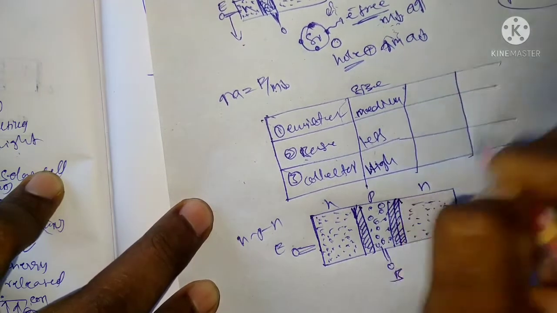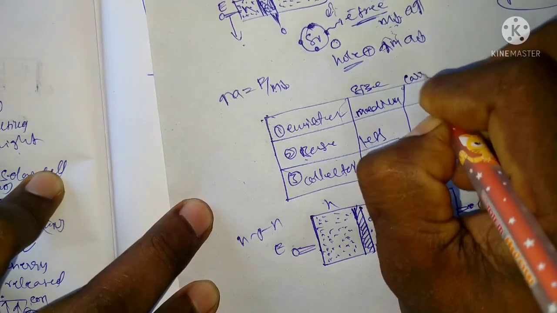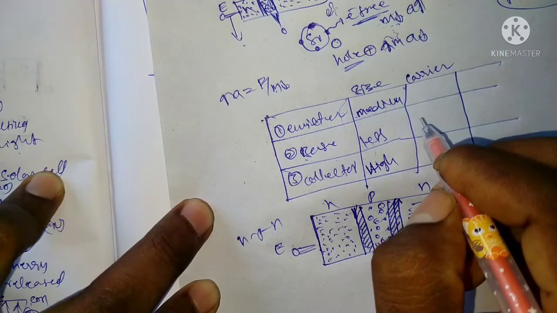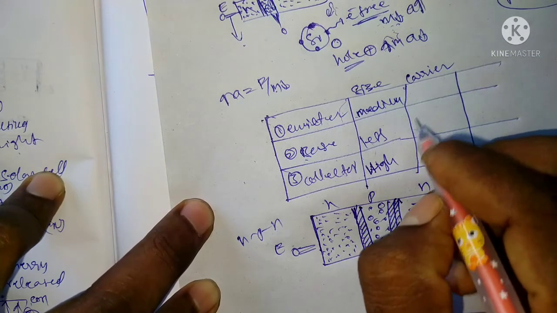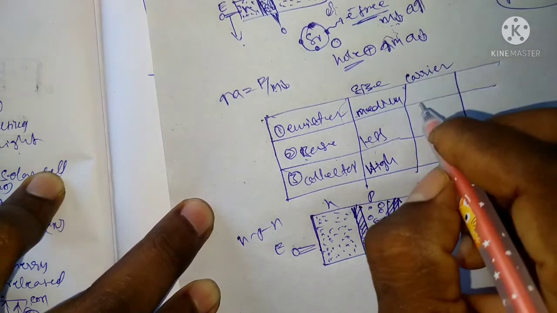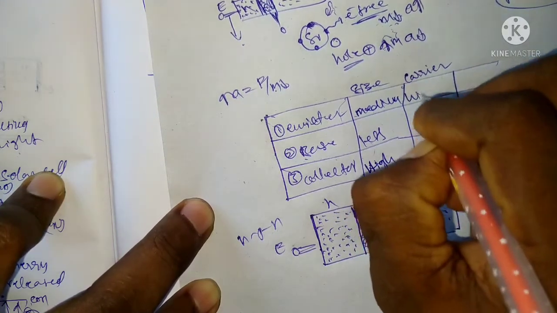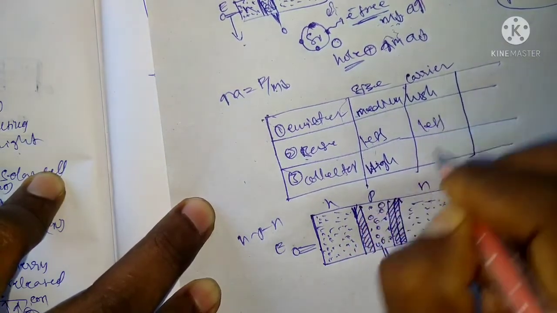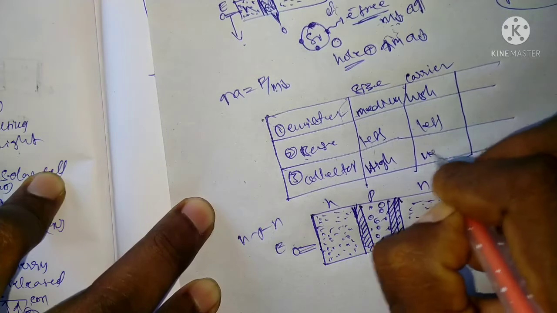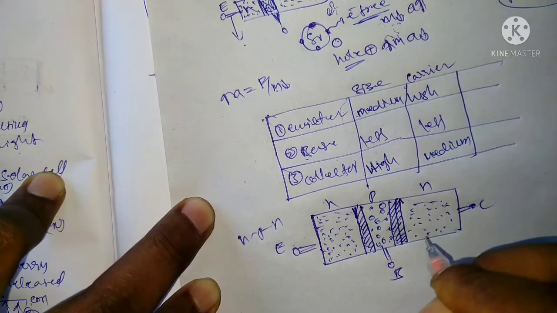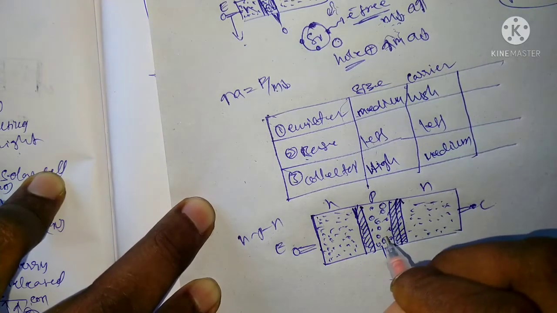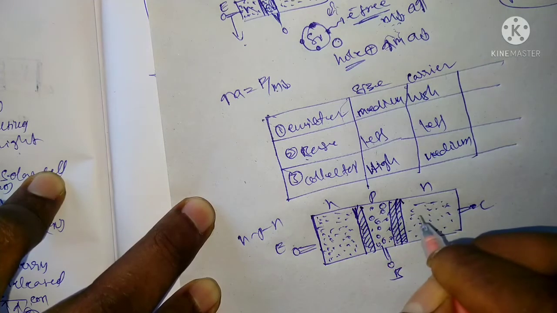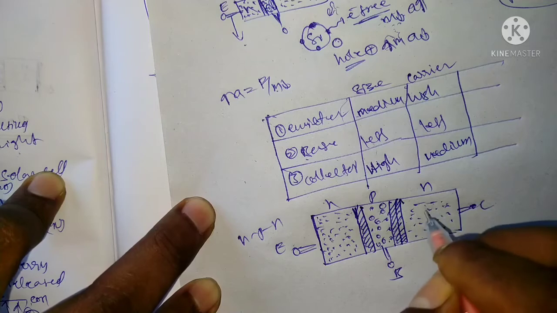And also compared on charge carrier concentration: the emitter's charge carrier concentration is high, the base's is less, and the collector's is medium, meaning above the base and below the emitter.